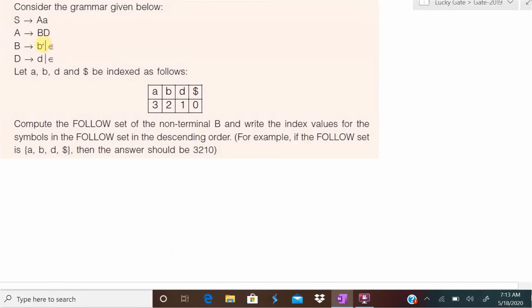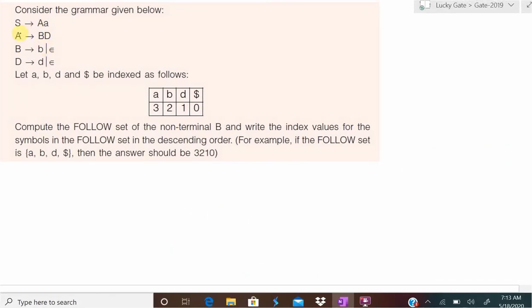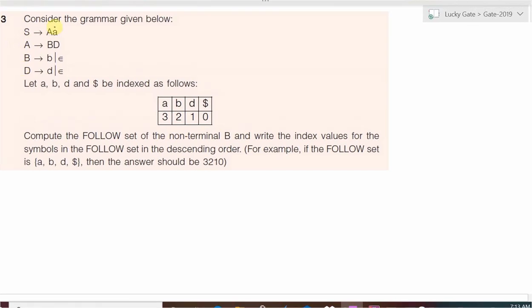It is a question in GATE 2019 asked for 1 mark, and here these are the grammar productions mentioned. A, B, D and dollar are indexed with some number: the terminal A is numbered 3, B numbered 2, D 1, dollar 0. Now the question is to compute the follow set of the non-terminal B and write the index values.